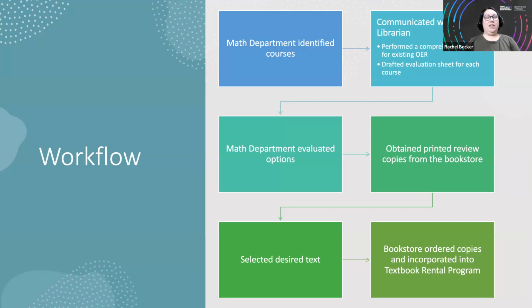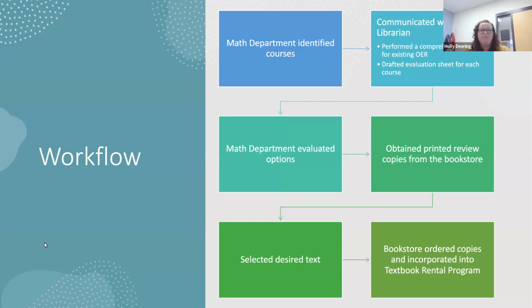So it made it really easy for the faculty who were doing the textbook reviews to say, oh, this is something that we want to explore, or this isn't something that we want to explore. Then from there, the math department evaluated the different options together as a group, and then sent the final ones that they wanted to explore to Holly in the bookstore.